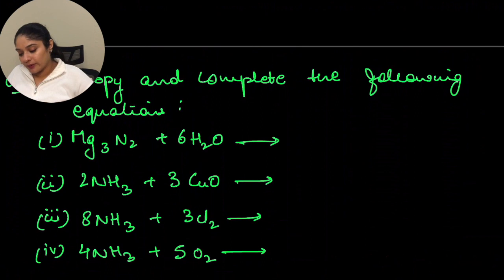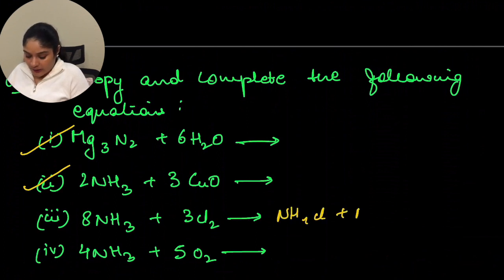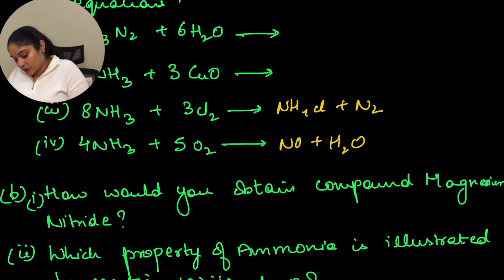Okay, let's move to the next question. Copy and complete the following equations. So you have magnesium nitride plus water. We have already done this equation today. Ammonia plus copper oxide, we have done this. We have not done the chlorine one. So let's quickly do the chlorine one only. So chlorine and oxygen, we have not done both of them. So for chlorine, you will get ammonium chloride, so that would be NH4Cl plus nitrogen gas. And for oxygen, you'll get NO and water. So you'll get NO plus water. That's it. Let's move to the next question.